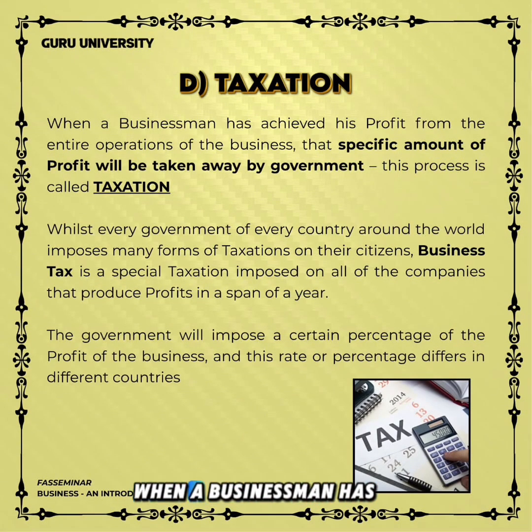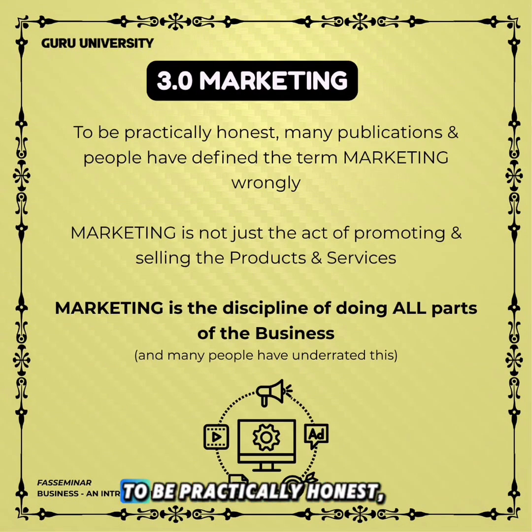D. Taxation. When a businessman has achieved his profit from the entire operations of the business, a specific amount of that profit will be taken away by the government. This process is called taxation. Whilst every government of every country around the world imposes many forms of taxation on their citizens' businesses, corporate tax is a special taxation imposed on all of the companies that produce profits in a span of a year. The government will impose a certain percentage of the profit of the business, and this rate or percentage differs in different countries.